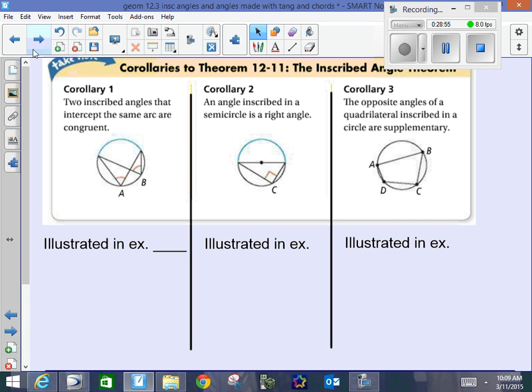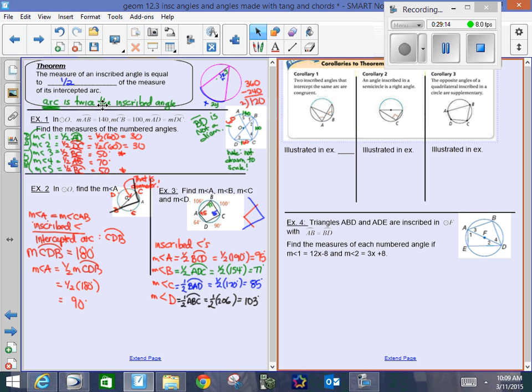Remember what a corollary is. A corollary is a direct result of a theorem. This is a direct result of the inscribed angles theorem. We've already done all these examples. The first one says two inscribed angles that intercept the same arc are congruent. Let's look at a double page here. See these two I starred? They intercept the same arc, so they're congruent. That's like the corollary, because you can get along without it, but it's a nice shortcut. If you see it, wait, that's the same thing.